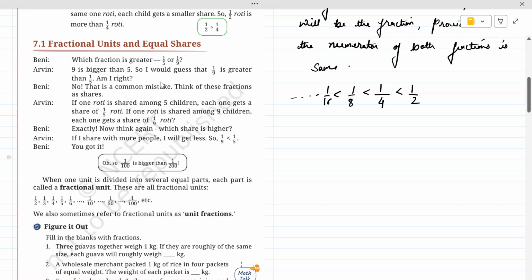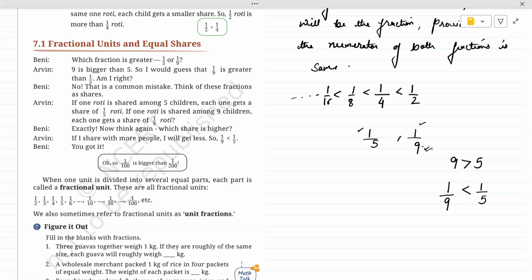Again, an example is given here: which fraction is greater, 1 by 5 or 1 by 9? First of all, we'll check that the numerator should be the same. Here the numerator is 1, the same. The first condition is met. The second condition: 9 is a bigger number, 9 is greater than 5. That means the fraction corresponding to 9, which is 1 by 9, will be less than 1 by 5.